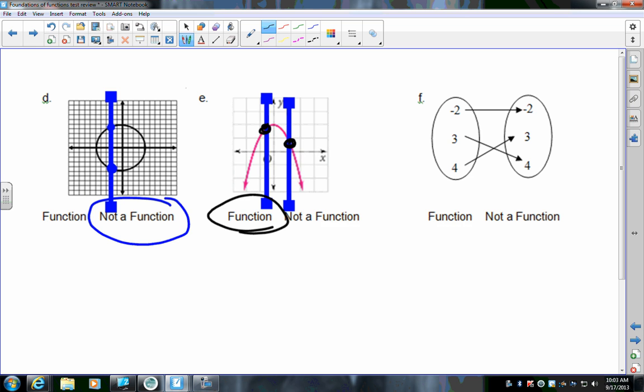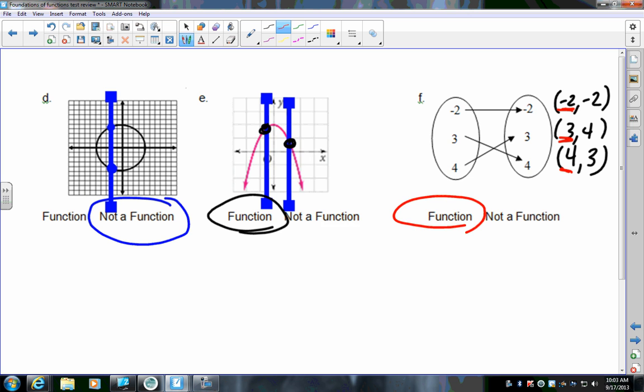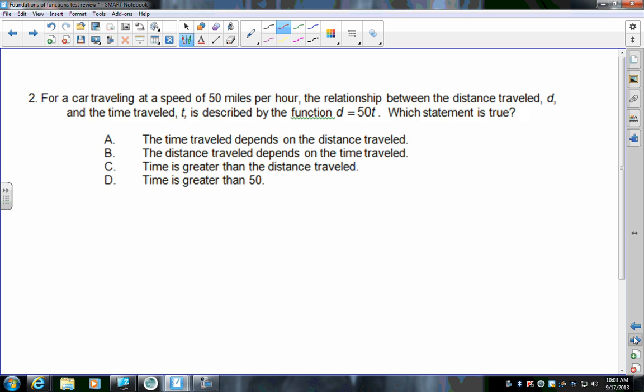On letter F, it has the mapping on it. I would write mine as ordered pairs, -2, -2, 3, 4, and 4, 3. The only thing I need to look at is the x numbers. Do they repeat? No, they do not. So it is a function. Here's the next one if you want to pause and try and do this one.